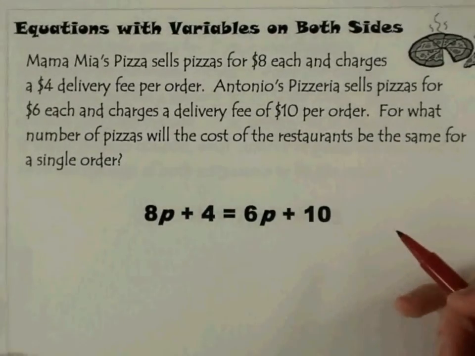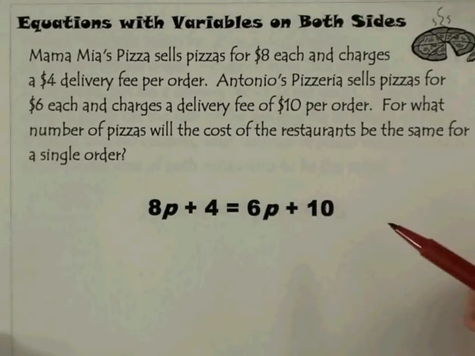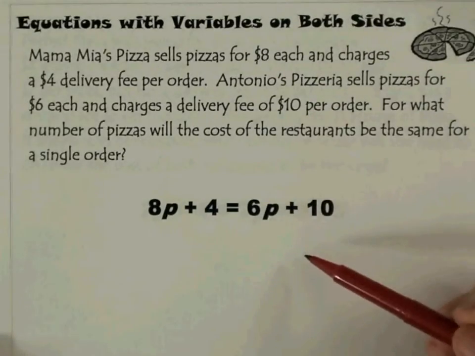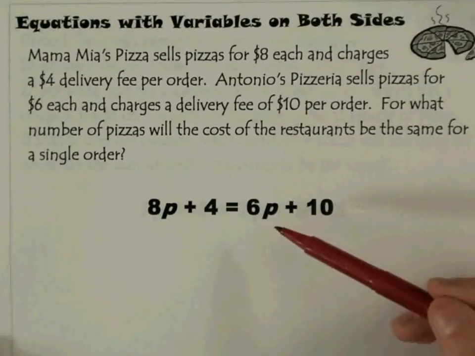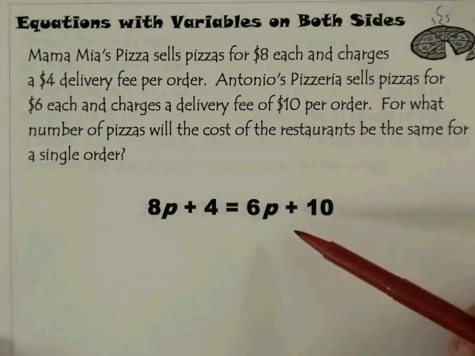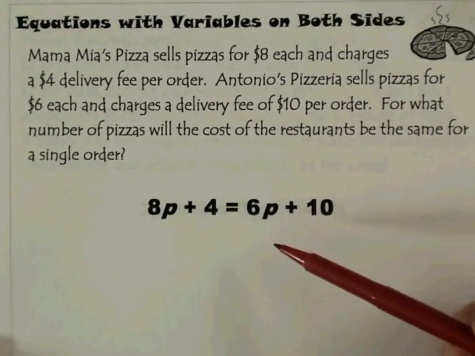Today we talked about systems. Really, it's an equation with variables on both sides. When we look at this, we're looking at two linear situations that are being set equal to each other.